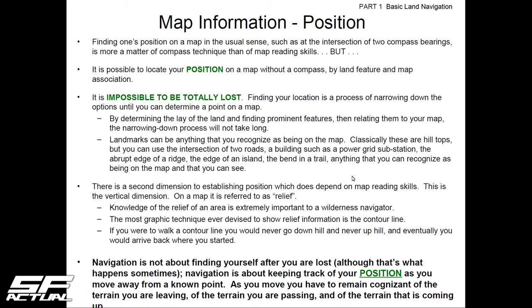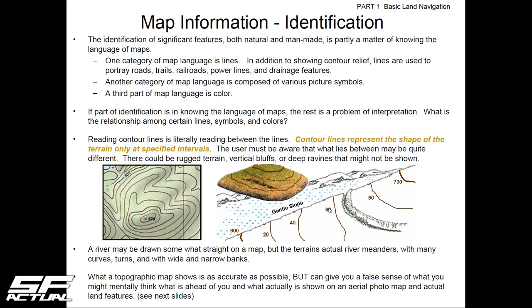Navigation is not about finding yourself after you are lost, although that happens sometimes. Navigation is about keeping track of your position as you move away from a known point. That's a good definition. As you move, you have to remain cognizant of the terrain you are leaving, the terrain you are passing, and the terrain you are coming up on. So identification of significant features, man-made or natural, is partly a matter of knowing the language of maps. One category of map language is lines, but also contour lines, roads, trails, railroads, power lines. Another category is various picture symbols, and the third can be color.